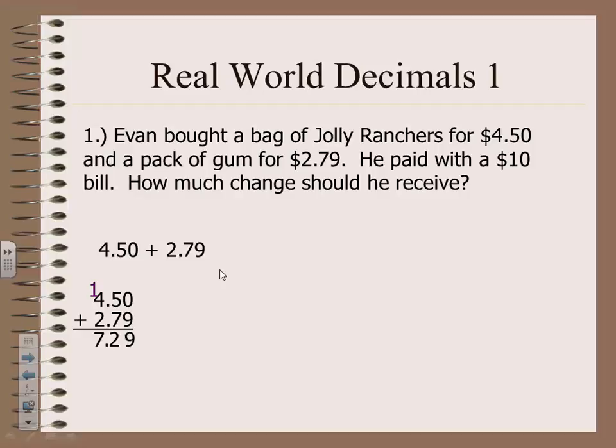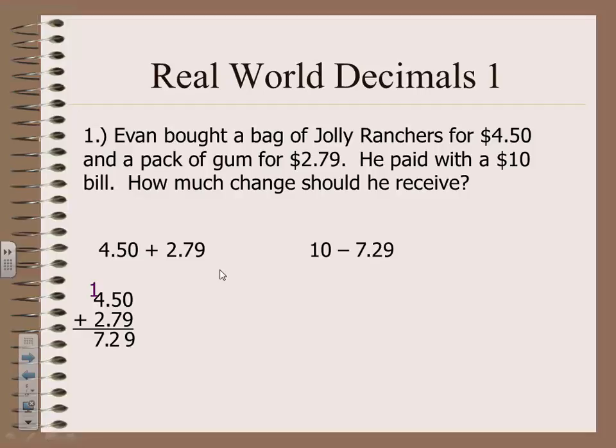So if we have $10 and we spent $7.29, we got to subtract the $7.29 from the $10. Remember that. $7.29 subtracted from the $10. Where you have $10, we're taking $7.29 away from it.